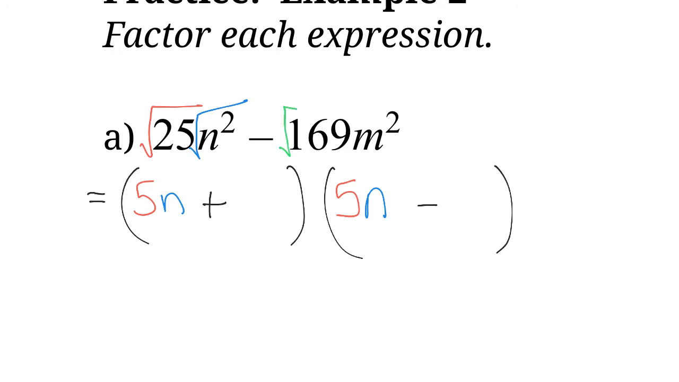So we've got the square root of 169, which is 13. So we're going to put a 13 inside each bracket. And then we have the square root of m squared, which is m. So our final factored answer is 5n plus 13m multiplied by 5n minus 13m.